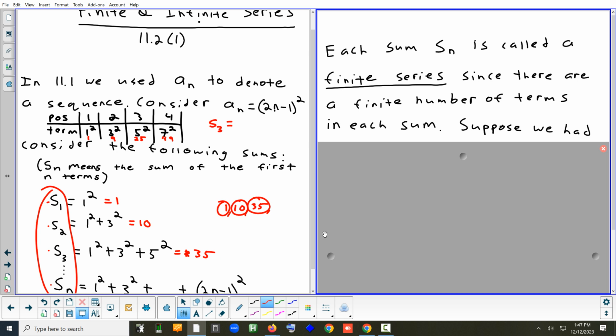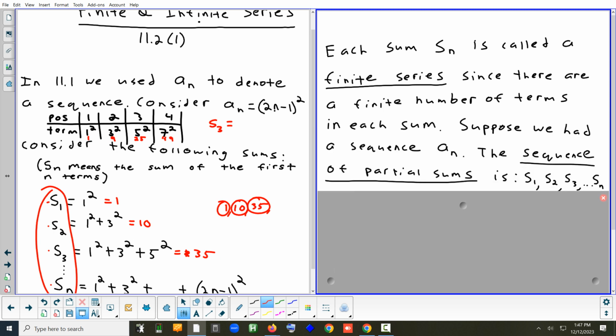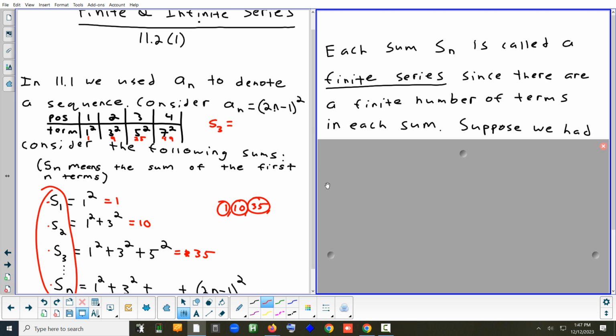Okay, so finite means that you only have a certain number of things you're adding up. So any question on what the idea of finite means? Even if it's a lot of things, even if it's millions or billions of things you're adding up, it's still finite because it stops somewhere.